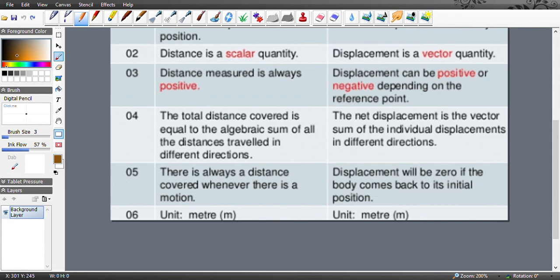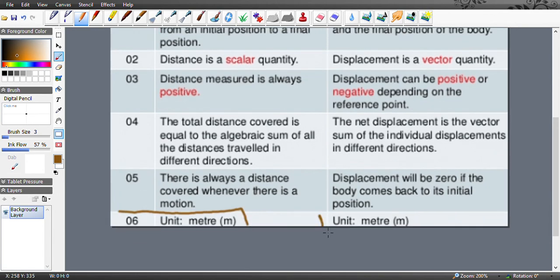Now the last is the similarity between both: both are measured in meters. This is also measured in meter.